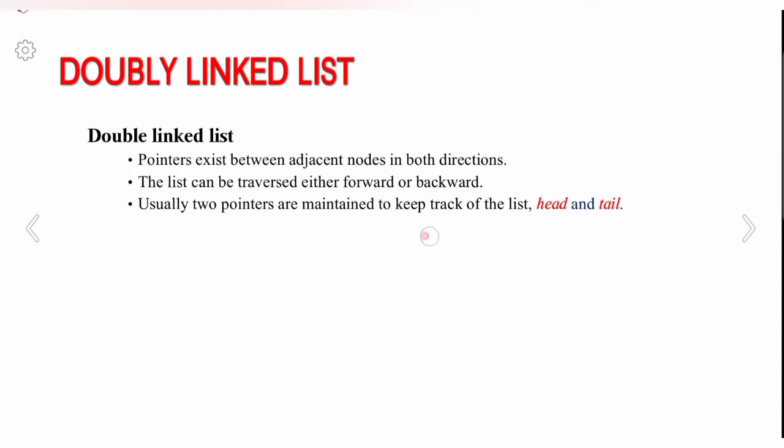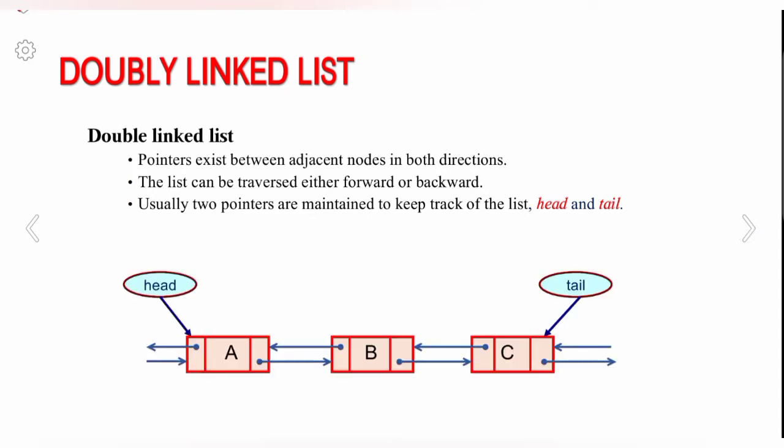And usually two pointers are maintained to keep track of the list, that is the head and tail. So in this linked list also we are maintaining two pointer variables, the head pointer and the tail pointer. Okay, so head denotes the starting of the linked list and tail denotes the ending of the linked list. So this is how the doubly linked list is represented. For each node we are having two pointers, one pointing to the previous node and the other pointing to the next node, in addition to the data.